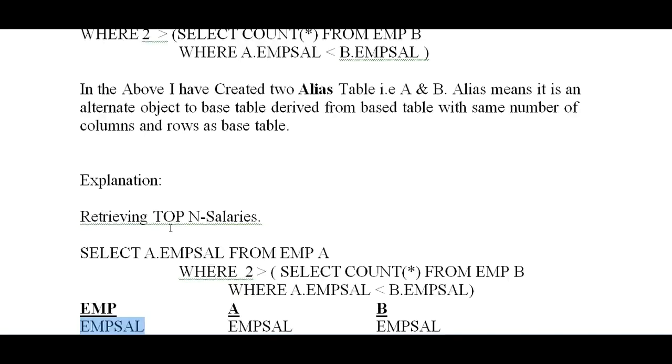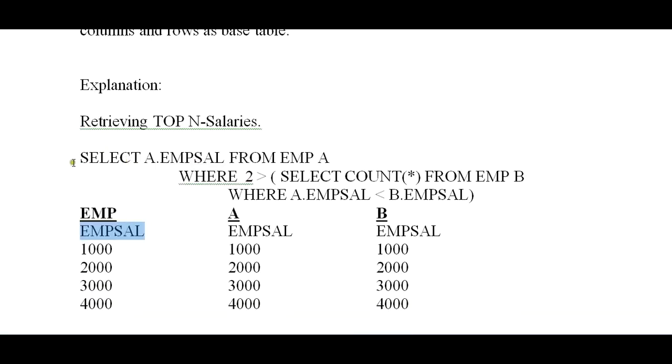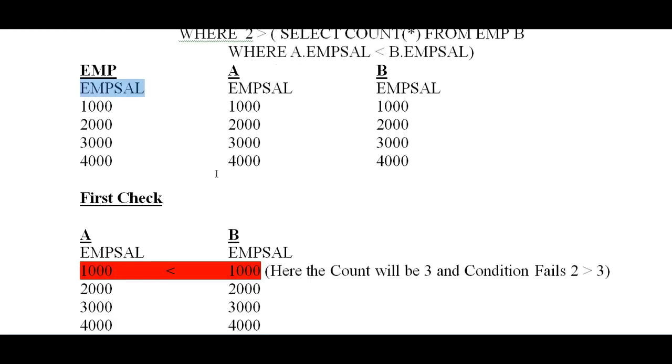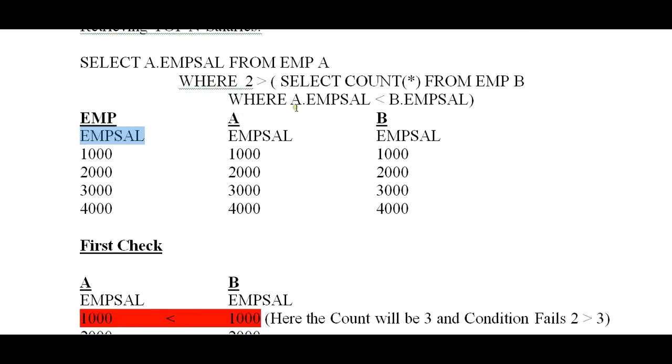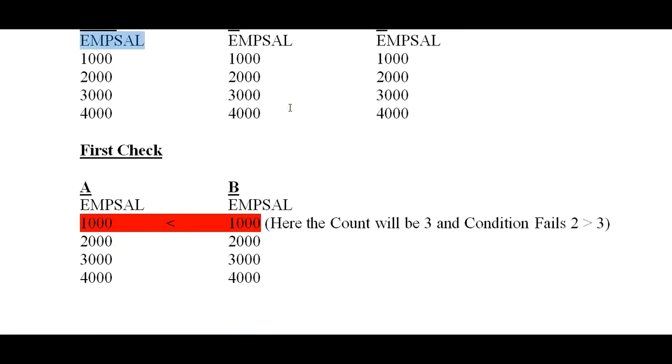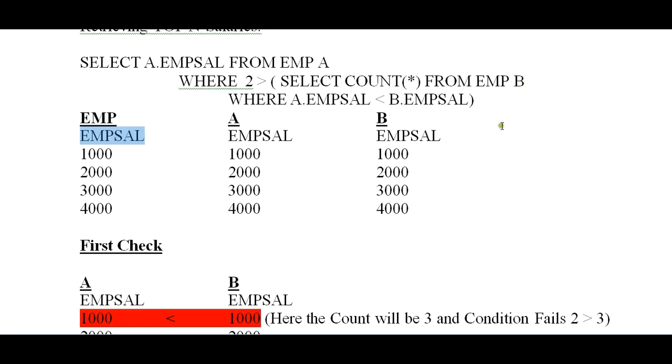First, as I said, the outer query will be performed first. Select A.emp_salary from emp A. So it will select the A.emp_salary column, and here we have a condition. Now it goes to this condition: select count star from emp B where A.emp_salary is less than B.emp_salary.